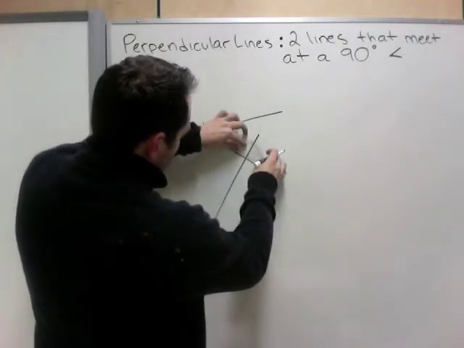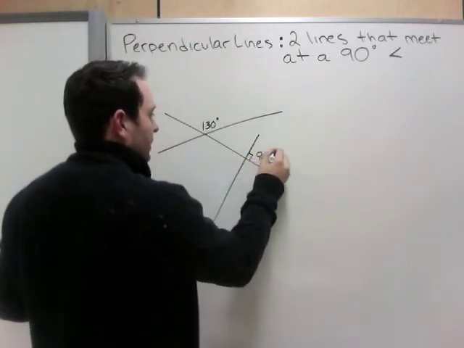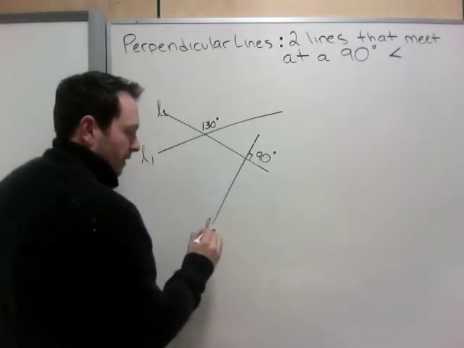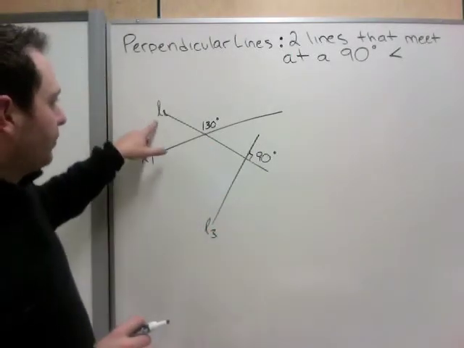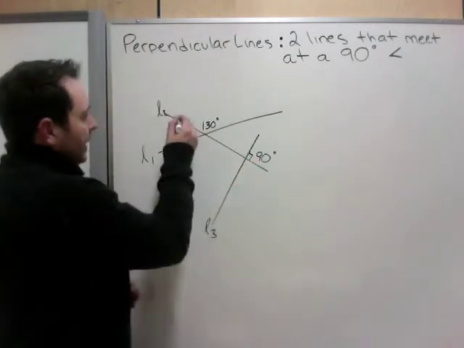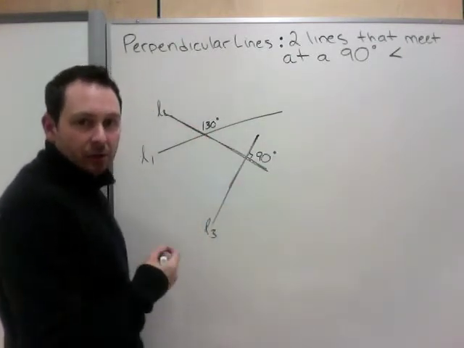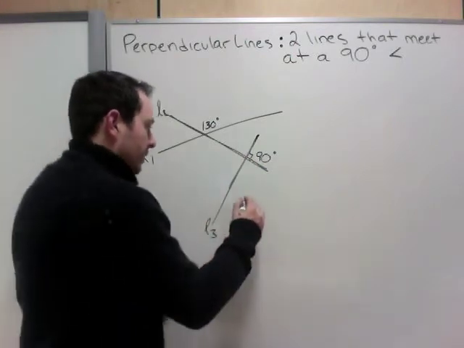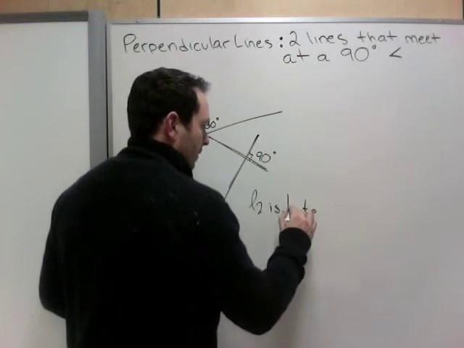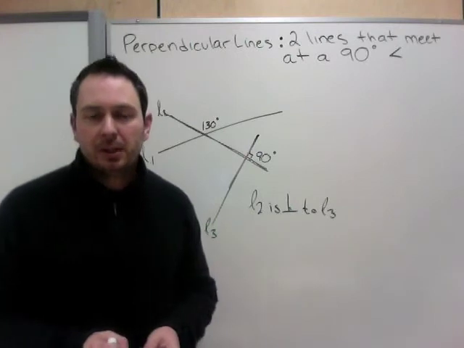So these two lines are not perpendicular because they're not meeting at 90 degrees. So let's try these two lines. This is 90 degrees. In your book, they'll name them line 1, line 2, line 3. They use a handwritten or script L. So if this is 90 degrees, line 2 and line 3 meet at 90 degrees. So we could say L2 is perpendicular to L3. Line 2 and line 3 are perpendicular to each other.